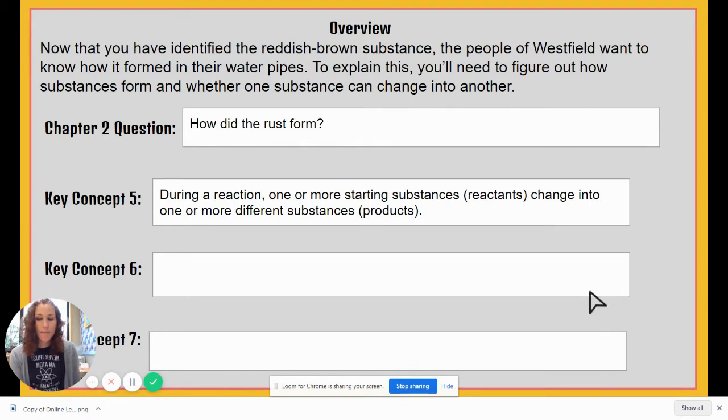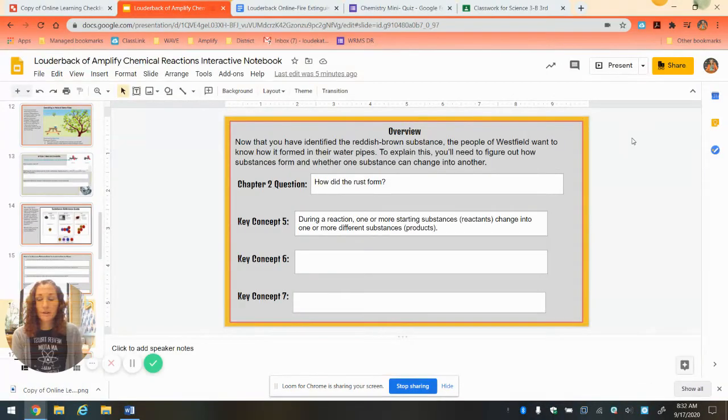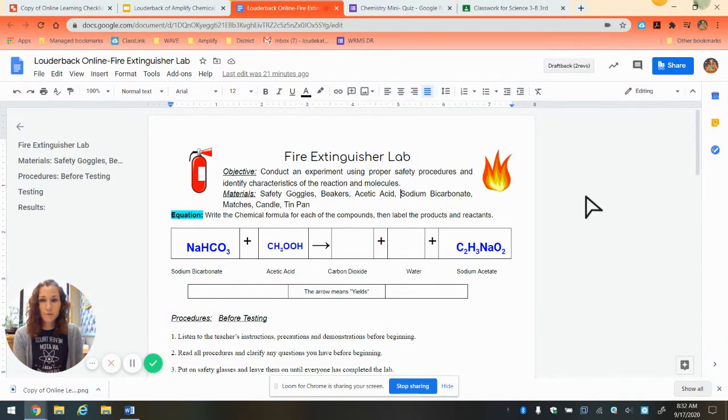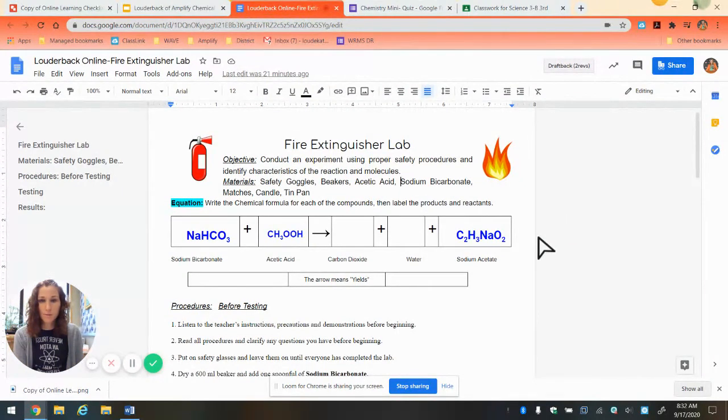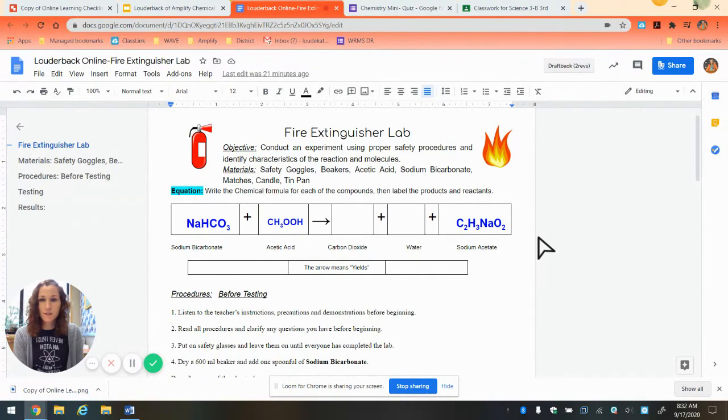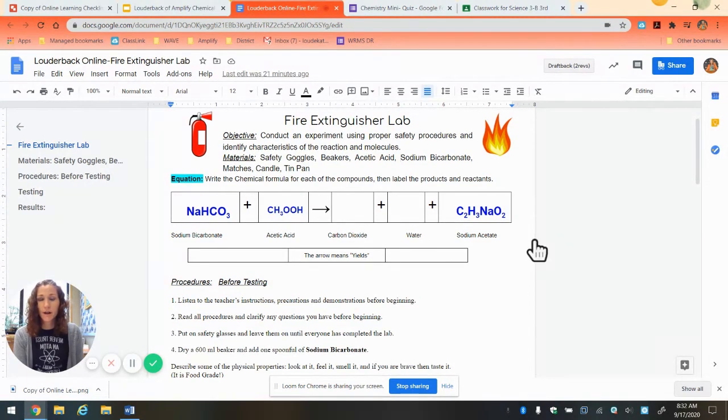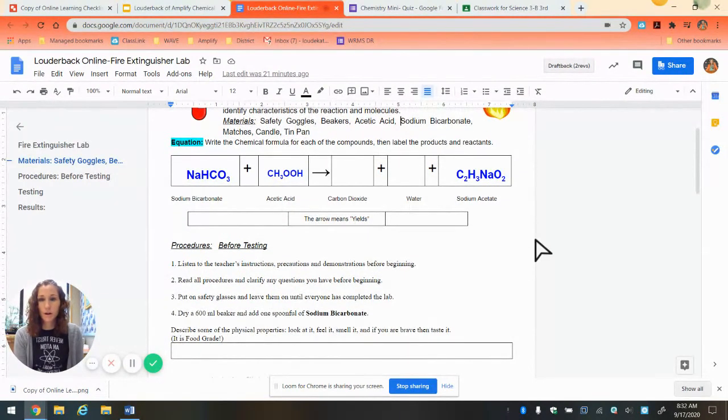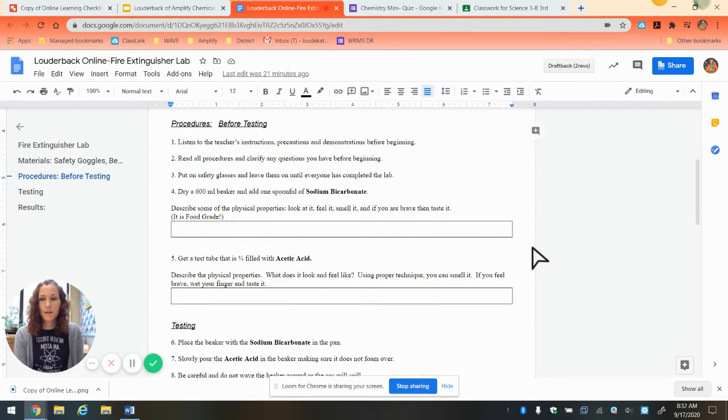All right, so after that, we're going to actually do a little investigation of reactions. So I have here the fire extinguisher lab, and we're going to conduct this experiment to use proper safety procedures and to identify characteristics of a chemical reaction. So we will be doing this in class. I'll lead you through the equation here. We'll talk about where the reactants are, what this arrow means, the products, and then you'll make some observations about the two substances we're using, sodium bicarbonate and acetic acid.